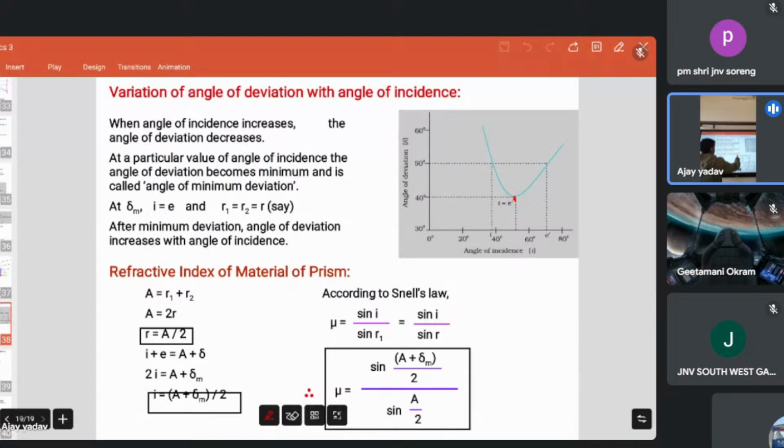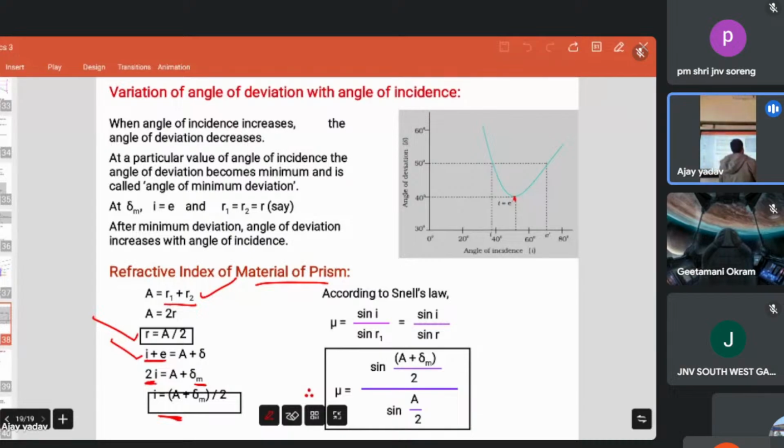So for the refractive index of the material of the prism, this is the equation that we derive. Here for minimum deviation, r1 and r2 are both equal to r. So we can write 2r equals A, and r equals A by 2. Similarly, in the last slide we derived i plus e equals A plus delta. In the case of minimum deviation, i and e are both equal, so i plus i we can write as 2i, equal to A plus delta minimum. So i equals A plus delta minimum upon 2.